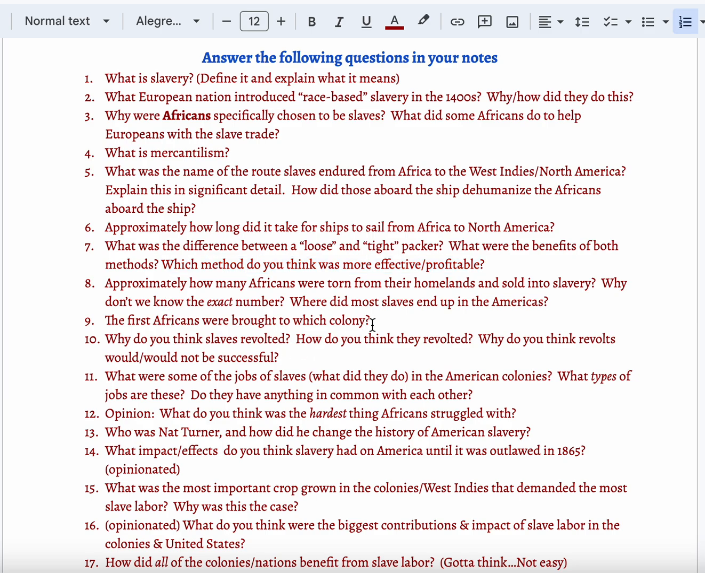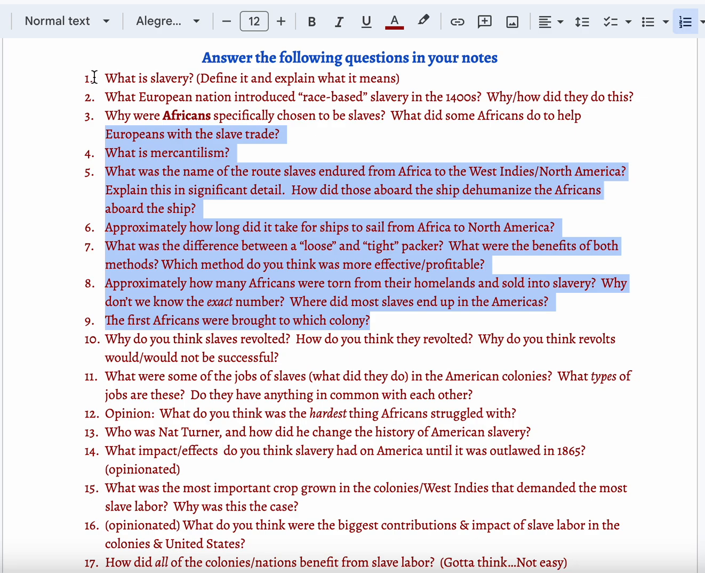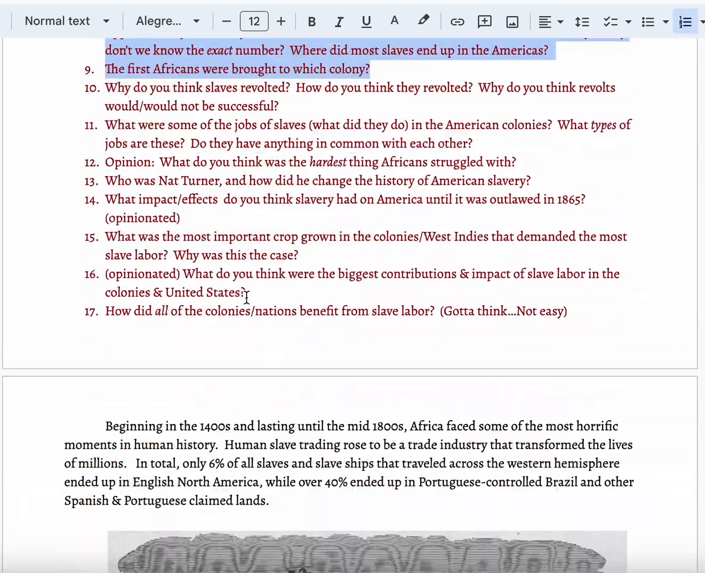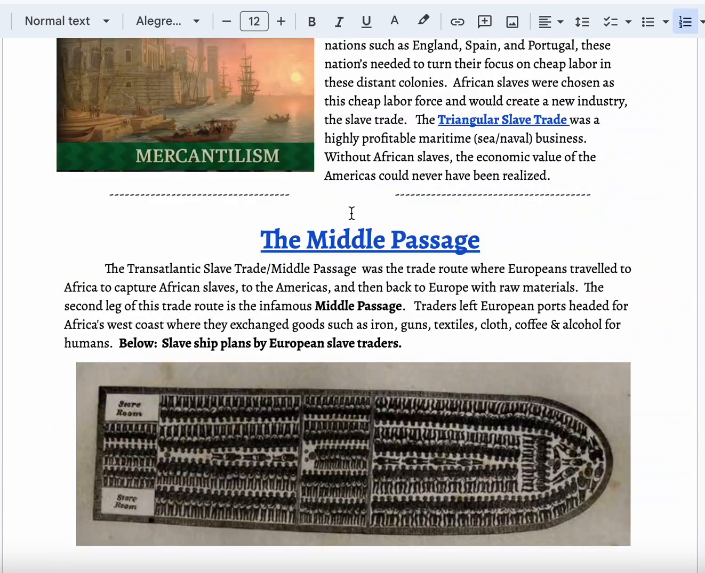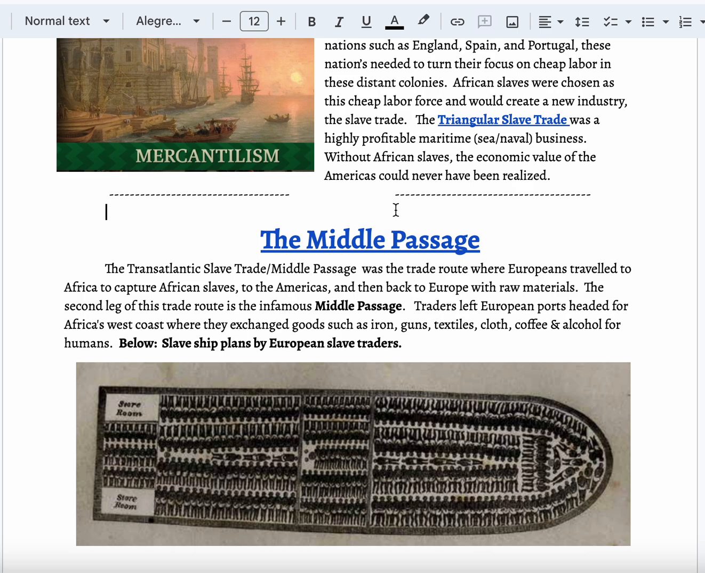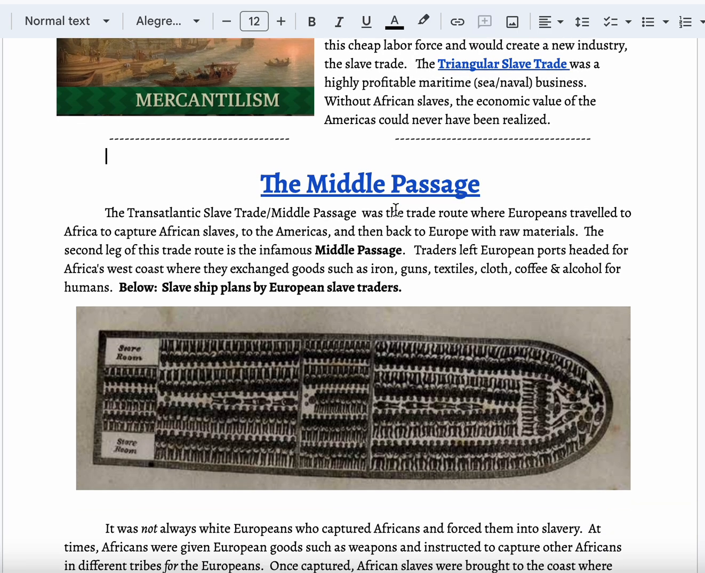I'm actually going to stop us here on these questions. It's already a 15-minute video, so I'm going to stop us here. And the next video I'll make answers 10 through 17. So if you're paying attention to what I'm pointing out in the video, you should be all set for that part of the section. And again, the two videos that I asked you to watch, well, the one I asked you to watch, Triangular Slave Trade, and then we're going to watch the Middle Passage video together. Those details are very important in this unit.